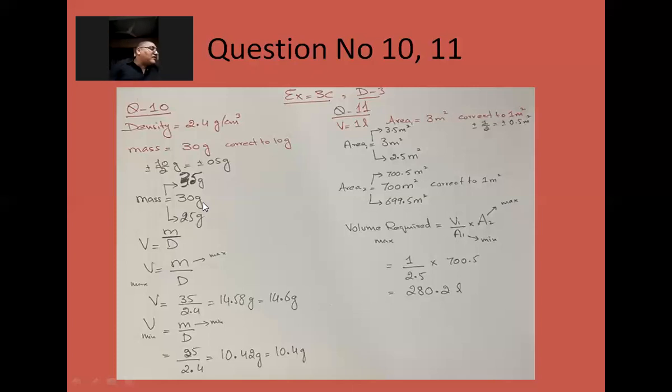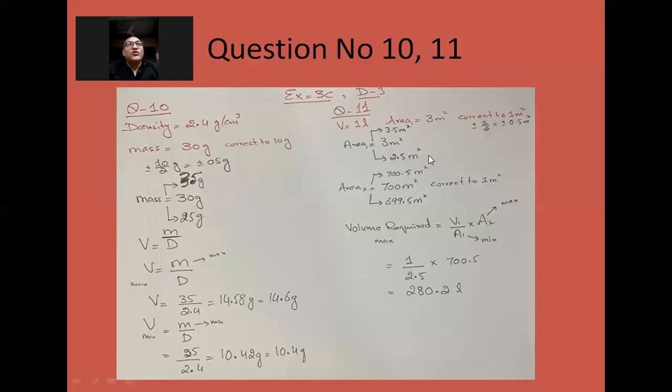So here we have, if you have 1 liter of the paint, it can paint 3 meters square area. And this area is correct to 1 meter square. So divide 1 meter square by 2, you get 0.5 meters square. So this area 1, which is 3 meters square, its upper bound will be 3 plus 0.5, that will be 3.5 meters square. And from 3 meters square, if I subtract this number, I will get 2.5 meters square. That's the lower bound of the area 1.